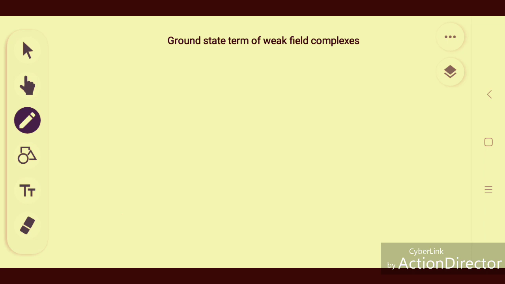So what is the ground state term? We have to calculate the ground state term of a transition metal complex and what will be the excited state term, to know about the colors, to know about the transitions. What kind of transitions can occur, and what are the transitions that are responsible for the color of transition metal complexes?